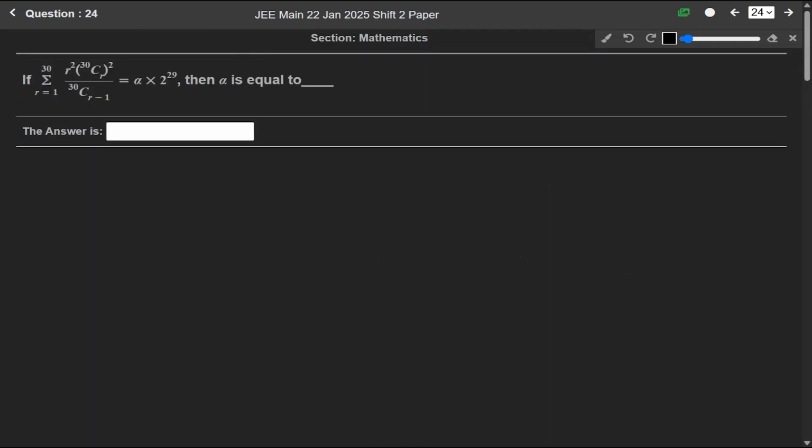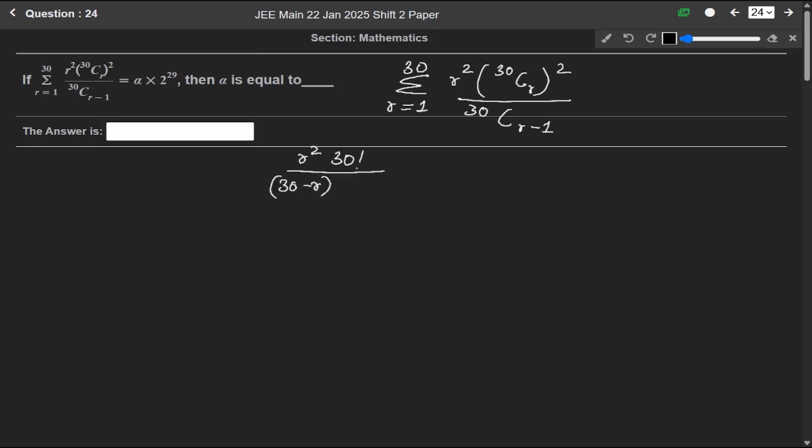Okay. Now next question 24. If the sum over r from 1 to 30 of r square (30Cr) whole square over 30C(r minus 1) equals alpha into 2 to the power 29, then the value of alpha is... Okay. So we are given the sum over r equals 1 to 30 of r square (30Cr) whole square over 30C(r minus 1).